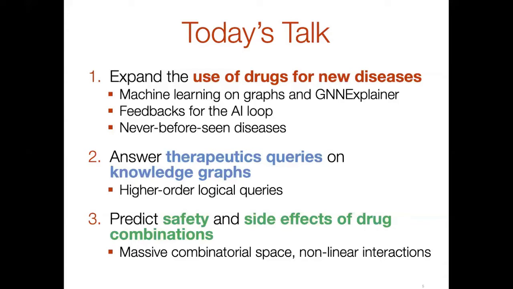In 3 topics. So first, I will talk about our approach for expanding the use of drugs for new diseases. So this is the drug repurposing problem, where I will outline some of the machine learning methodology, but then also talk about how we can integrate that to enable feedbacks for the AI loops, make predictions for never before seen diseases, and think about doing repurposing at the pandemic scale.